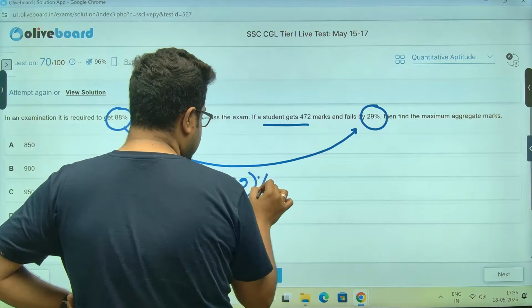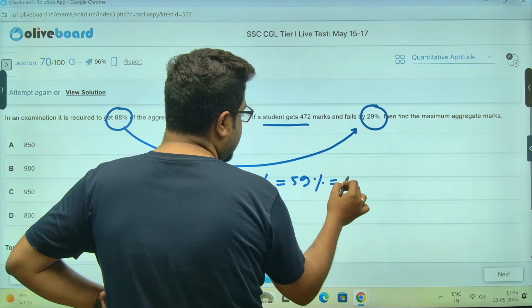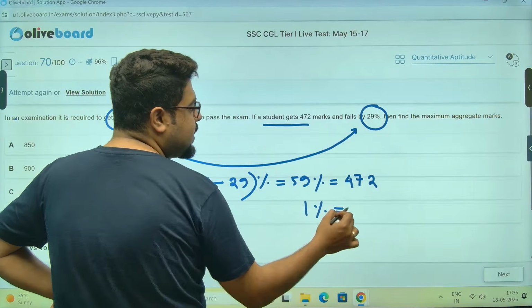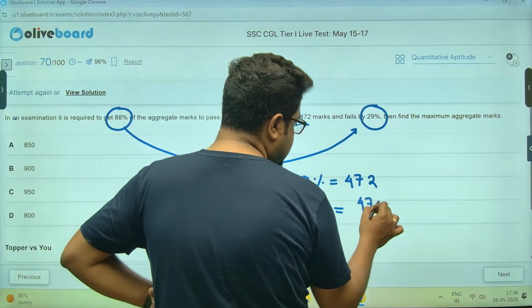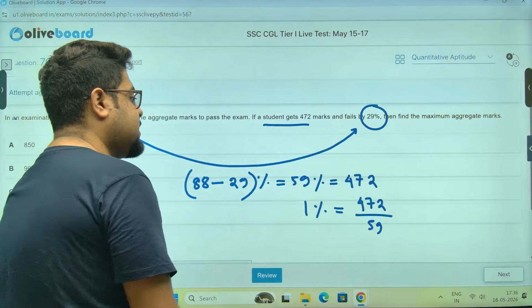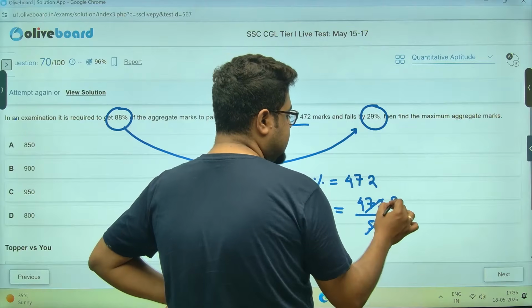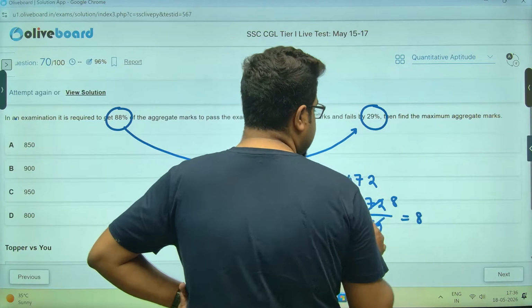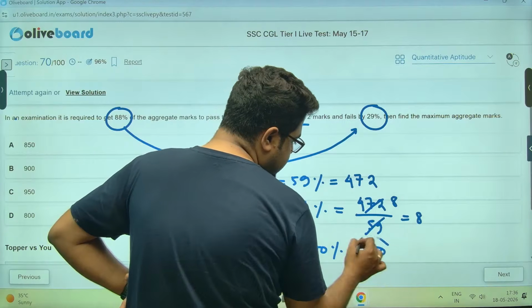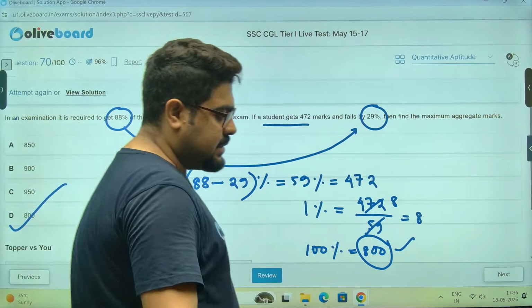Got this much? 59%, sir. Got 472. So 59% is this. So 1% will be 8. Sir, this is 8. Sir, so 100% will be how much? 800. So the exam was of 800 marks, option number D, sir.